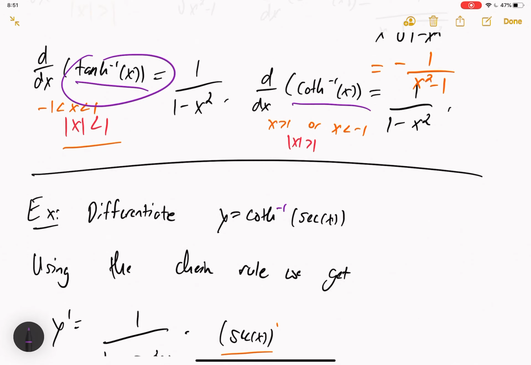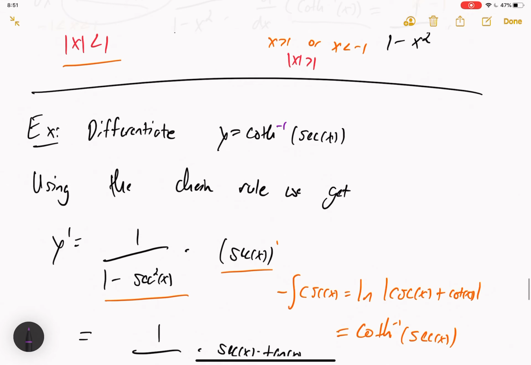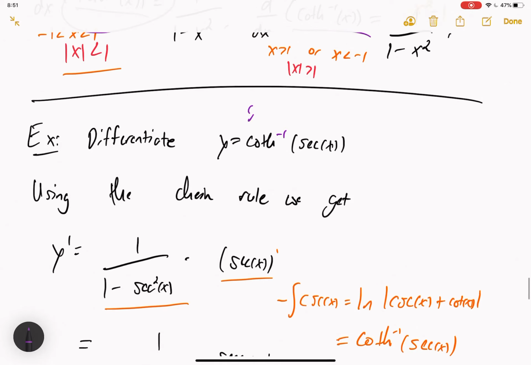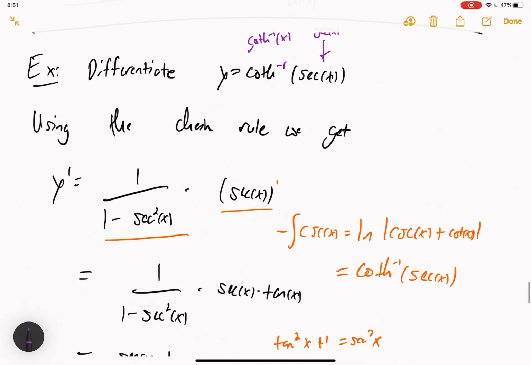All right, so let's do an example real quick. We want to find the derivative of y is equal to the inverse hyperbolic cotangent of secant of x. So we have to use a chain rule here, where our outside function is cotangent inverse of x, and our inside function is just secant of x.